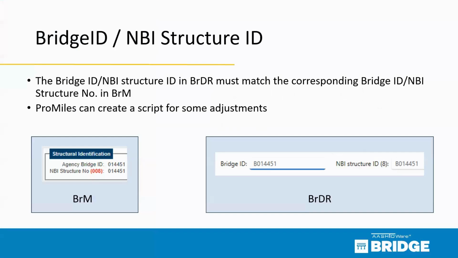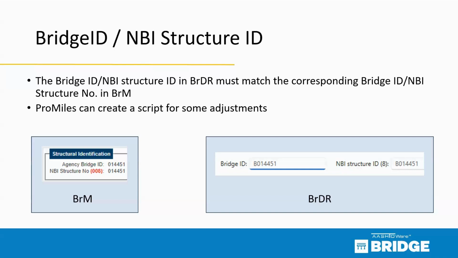When you sync up your bridges with BrM, you'll be syncing with either the bridge ID or the NBI structure ID. So one of those two will need to match the corresponding bridge ID or NBI structure ID that's in BrM. At ALDOT, we use the NBI structure ID to sync up, and some of those had a leading character such as a B before the 6 digits. So the number that's in BrM is just the 6-digit ID.